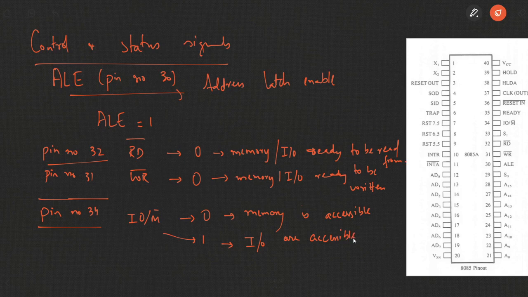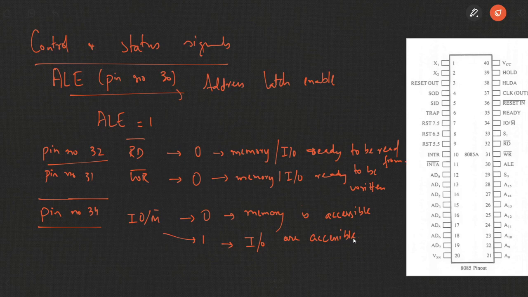Now we have to write onto the memory or read from the memory. Similarly, we have to write onto the IO device, input and output devices that are interfaced with the microprocessor. We have to write onto them or to read from them. So IO/M bar, if it is low, that means memory is accessible. It basically differentiates between the memory and the IO device. It tells you where to read from and where to write to.